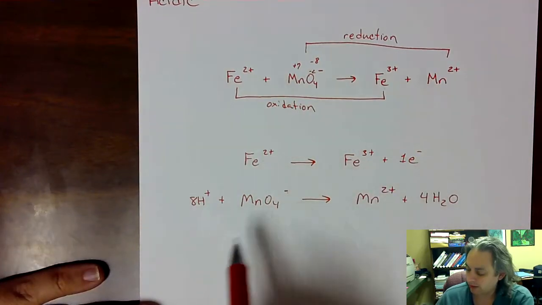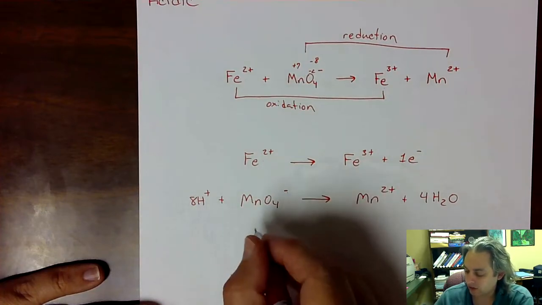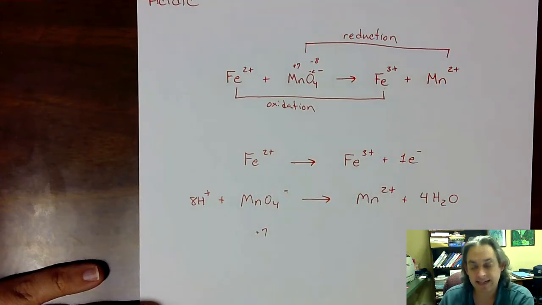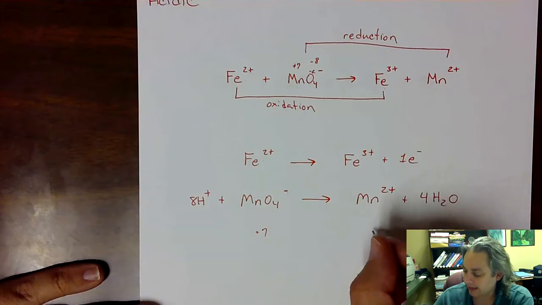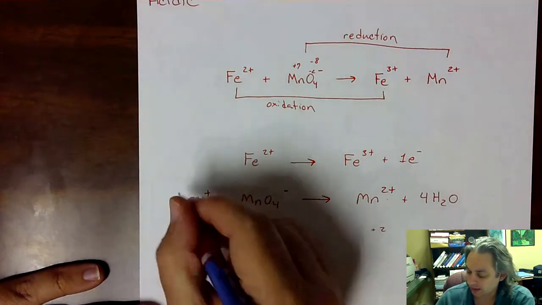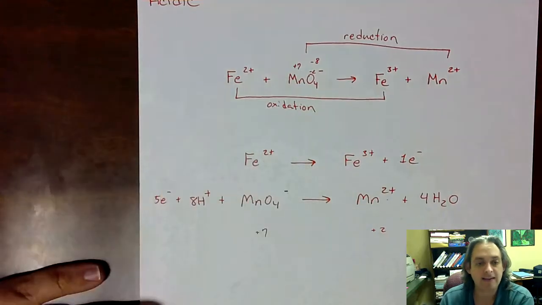What about for this one? We have a +8 and a -1. So that gives us a +7 on the reactant side. And then on the product side, we have a +2 from that manganese. Water is neutral. So to balance out this charge, we have to add 5 electrons on the reactant side.